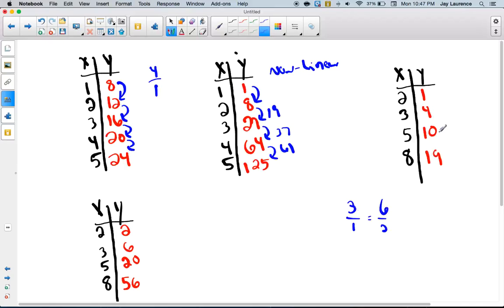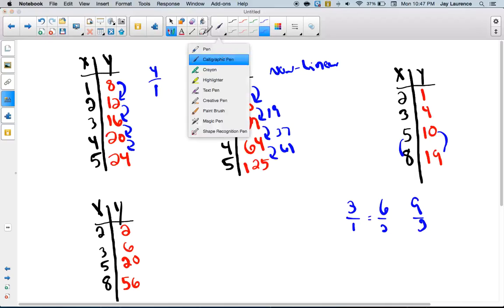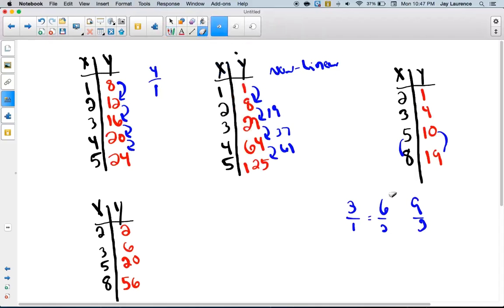Okay, let's test it again here. What's this change? 9 and 3. Oh, that would be a ratio of 9/3. It's a constant rate of change. Every time you go up 1 in the input, the output is going up 3. So if the input goes up 2, the output is going up 6. If the input goes up 3, then the output is going up 9. This is definitely linear.